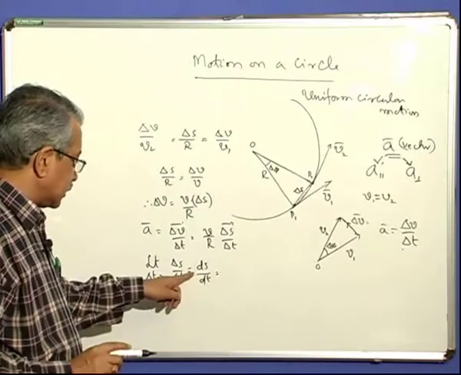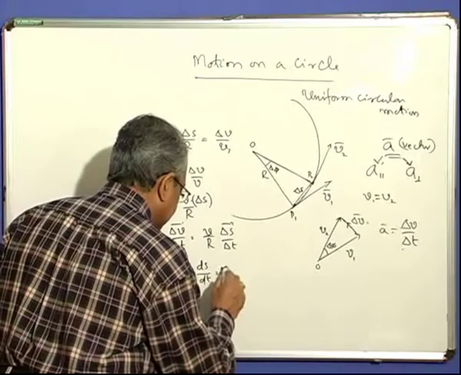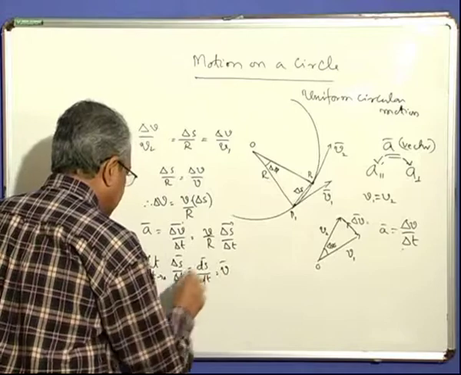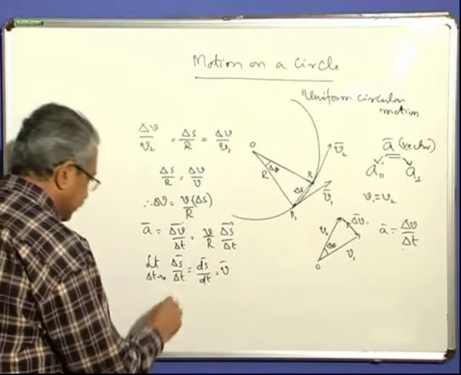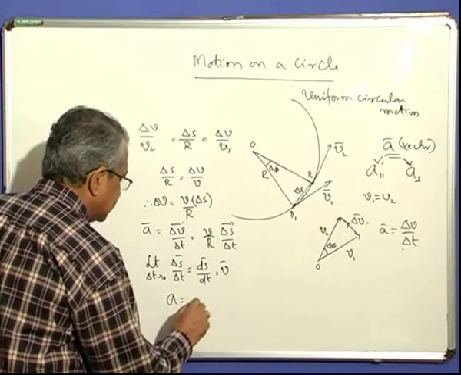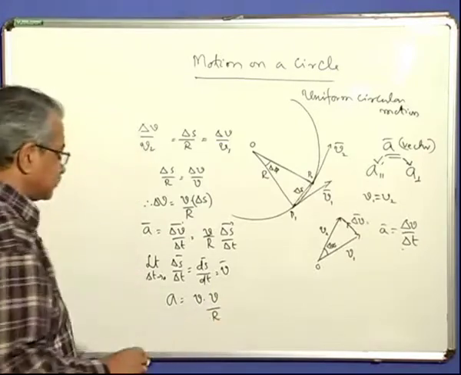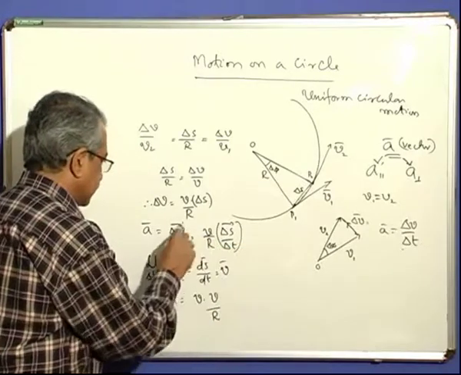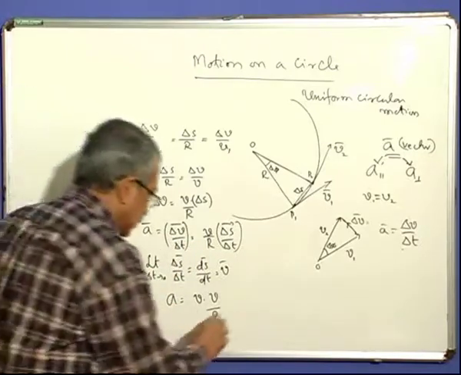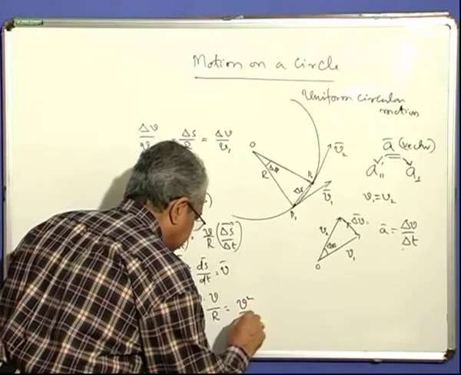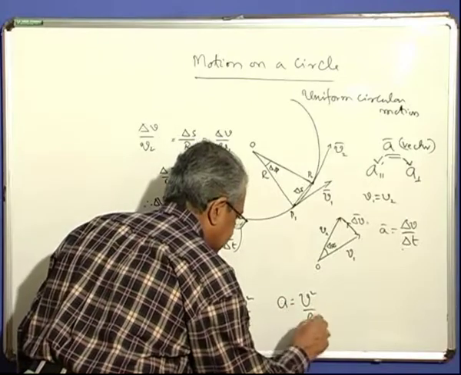That ds by dt is velocity here again. So in the limit, we can write v for that also. If we write in magnitudes now, we can write a is equal to v into v by r, writing only magnitudes now. Direction we will see next. So v into v is v squared, by r. So that is the acceleration, v squared by r. This is the magnitude of the acceleration.